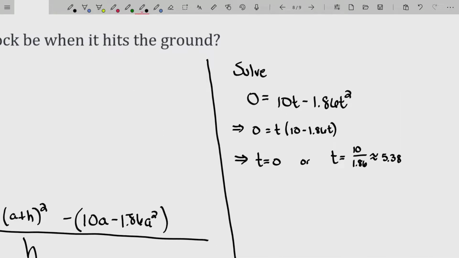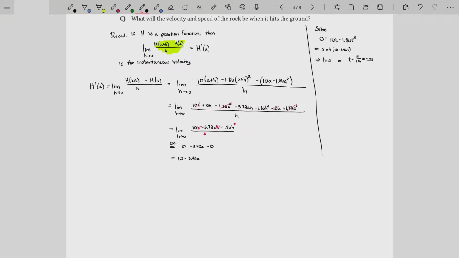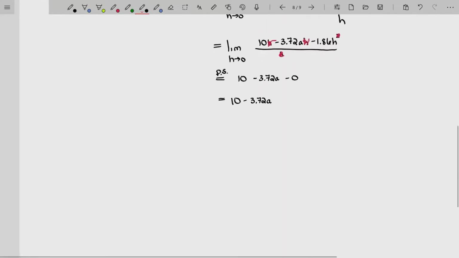Let me just double check my mathematics. Factor out that t, move that over, divide. Yep. Okay. So now I know when the rock hits the ground. I just need to know what is the speed and velocity when that rock hits the ground, basically at 5.38 seconds. So I'll go back over here.